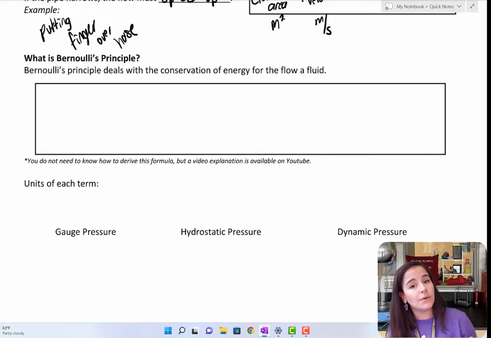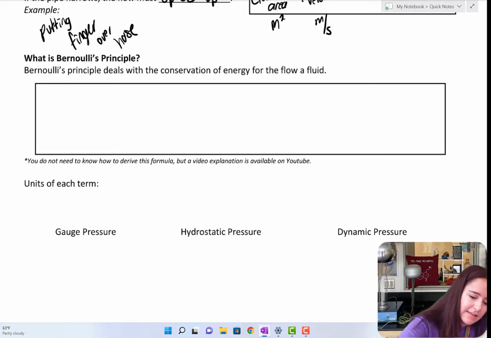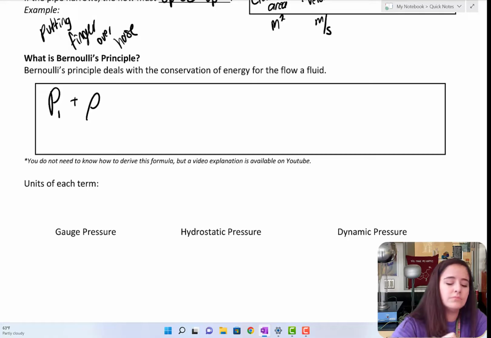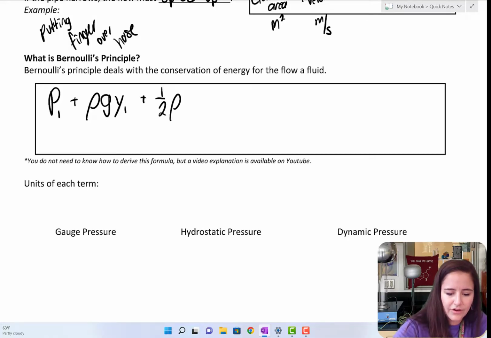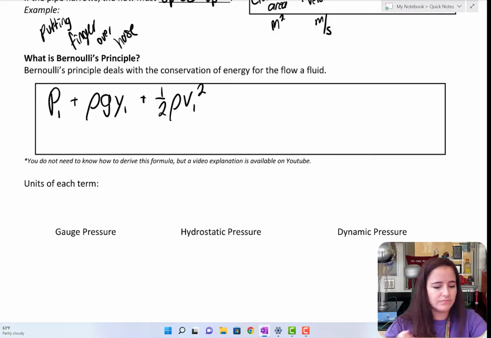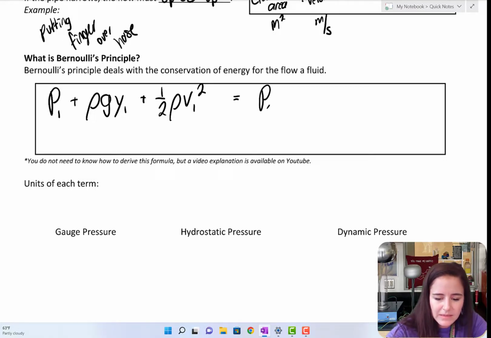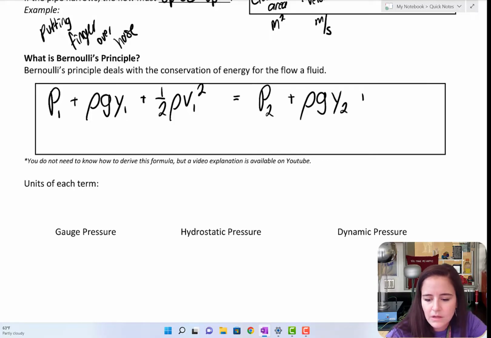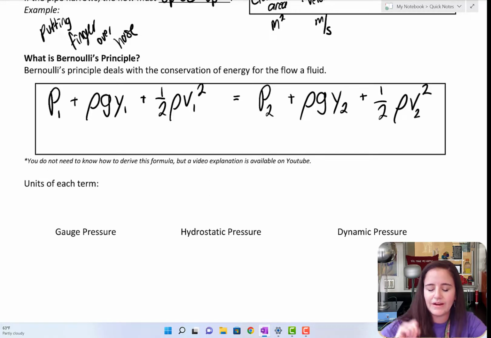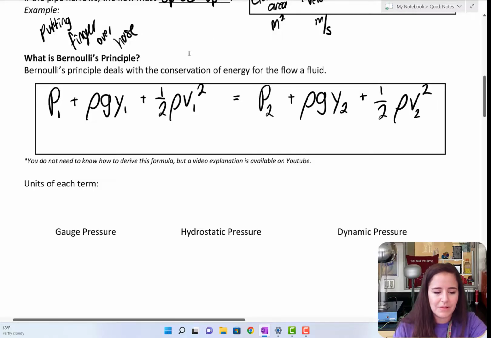So it is the longest equation on your equation sheet, and it is P1, capital P, plus rho g y1 plus 1/2 rho V1 squared, okay, equals P2 plus rho g y2 plus 1/2 rho V2 squared. It even kind of looks like a conservation of energy problem, okay? And we kind of call it that.